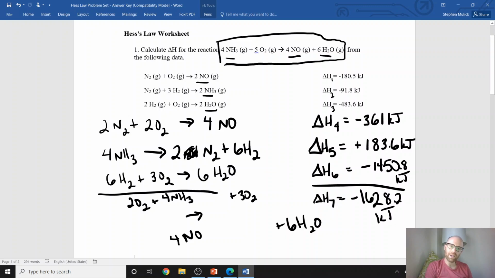By going through this process of finding substances that only show up in one reaction, you can start to think about how you manipulate reactions to build any reaction you want to take a look at.